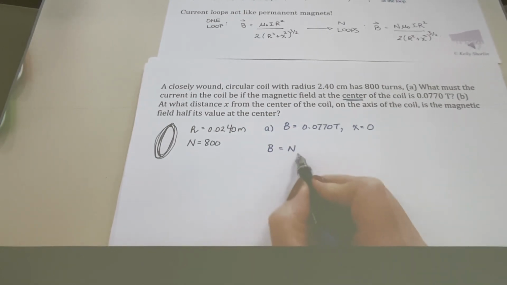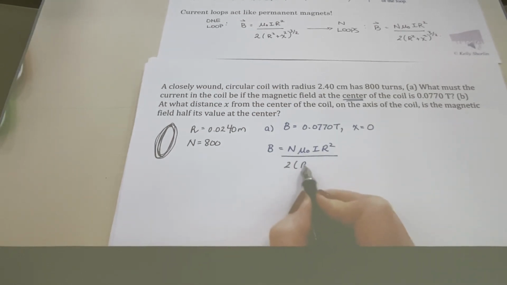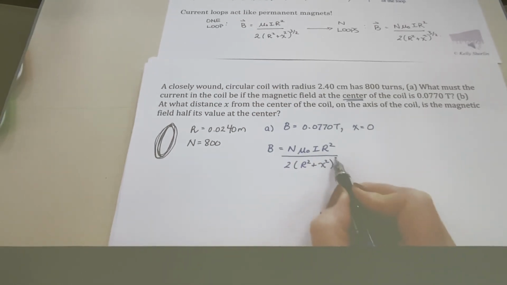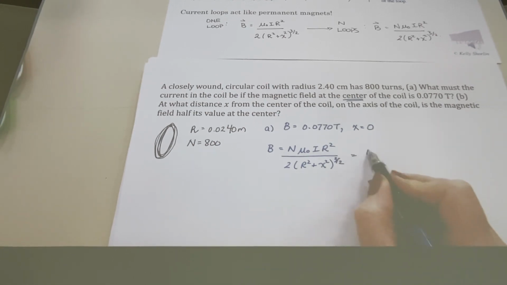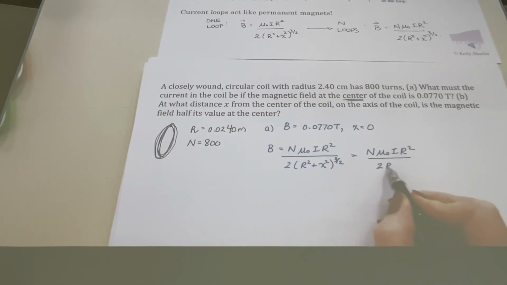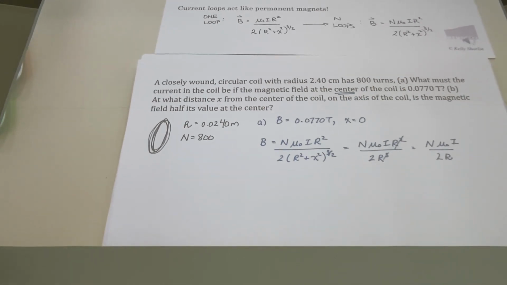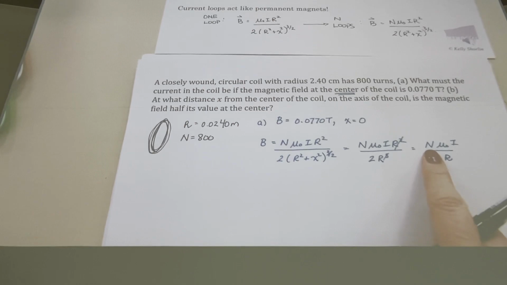B equals N times mu naught times I R squared over 2 times R squared plus X squared to the 3 over 2. But X is equal to 0. So R squared to the 3 over 2 is going to give us R cubed. The squared goes into the cube, and we get mu naught I over 2R. Which is the same as what we did a minute ago when we wrote down the expression for the magnetic field at the center of a single loop. The only difference in the result now is that we have an N.